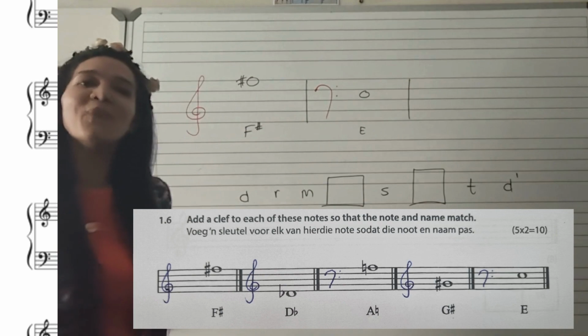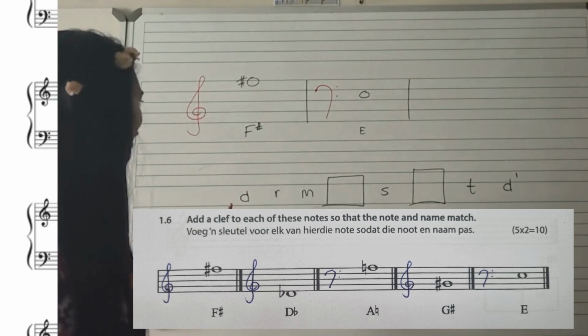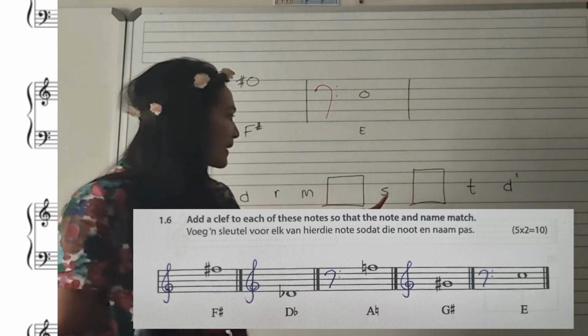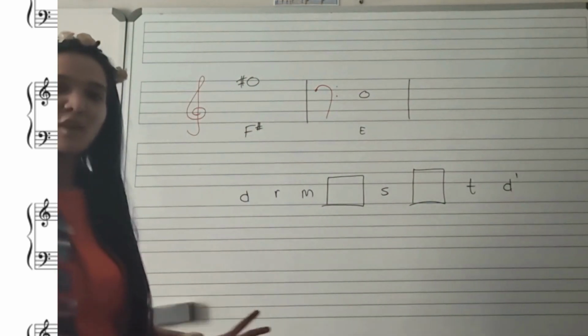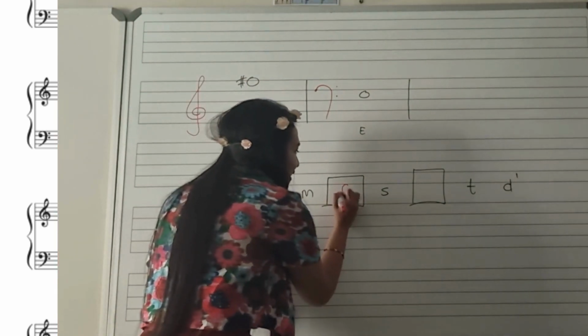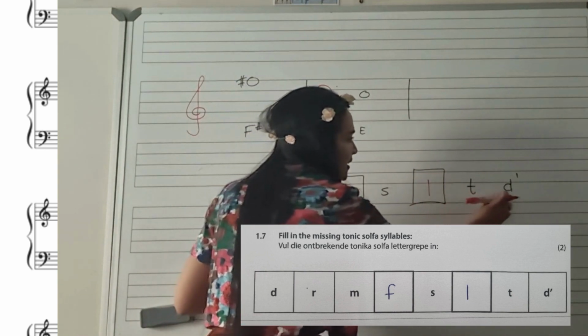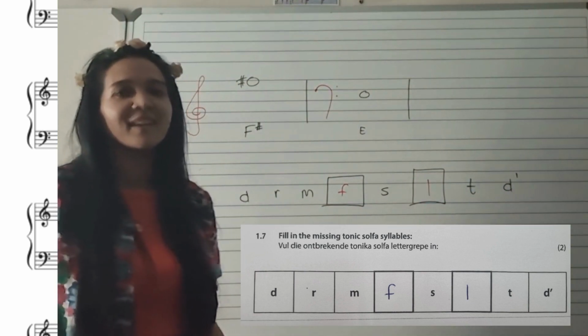And then 1.7, we have to fill in the missing tonic solfa syllable. So we have do, re, mi, blank, so, blank, ti, do. So if you think about our solfa, we think about do, re, mi, fa, so, la, ti, do. We just have fa and la to fill in. And that is the end of question 1.